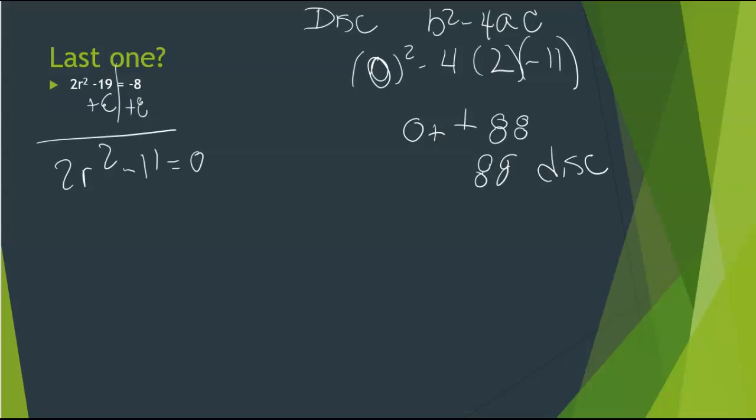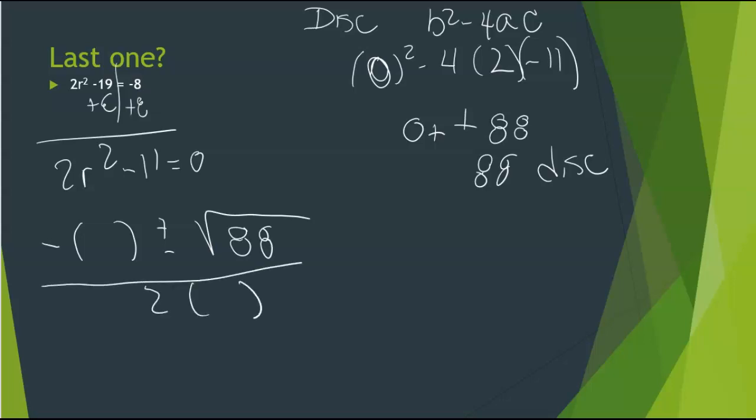So the discriminant is positive. How many solutions are we going to have? 2. 2 solutions. All right, cool. And 88 is the discriminant, so now we're going to write out the quadratic formula. The quadratic formula is opposite B plus and minus the square root of the discriminant all over 2A. Opposite B. Oh, and B was 0. A was 2. Okay, good.